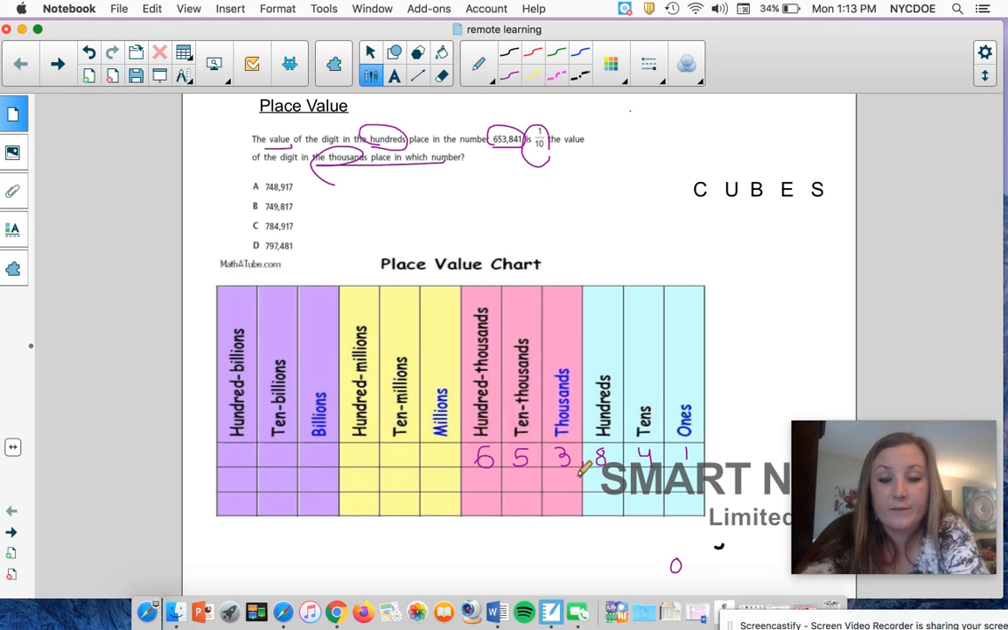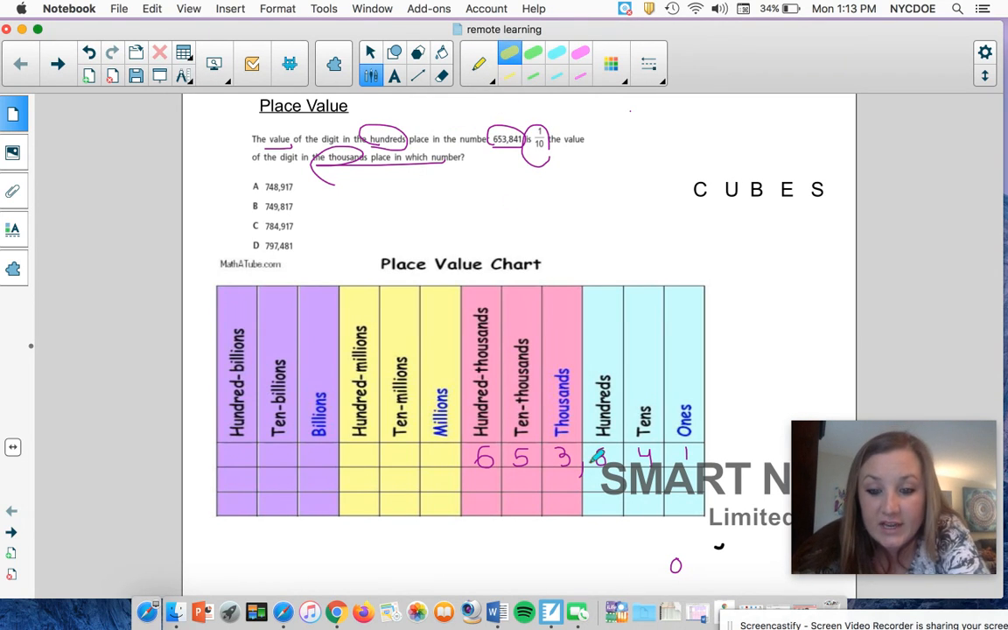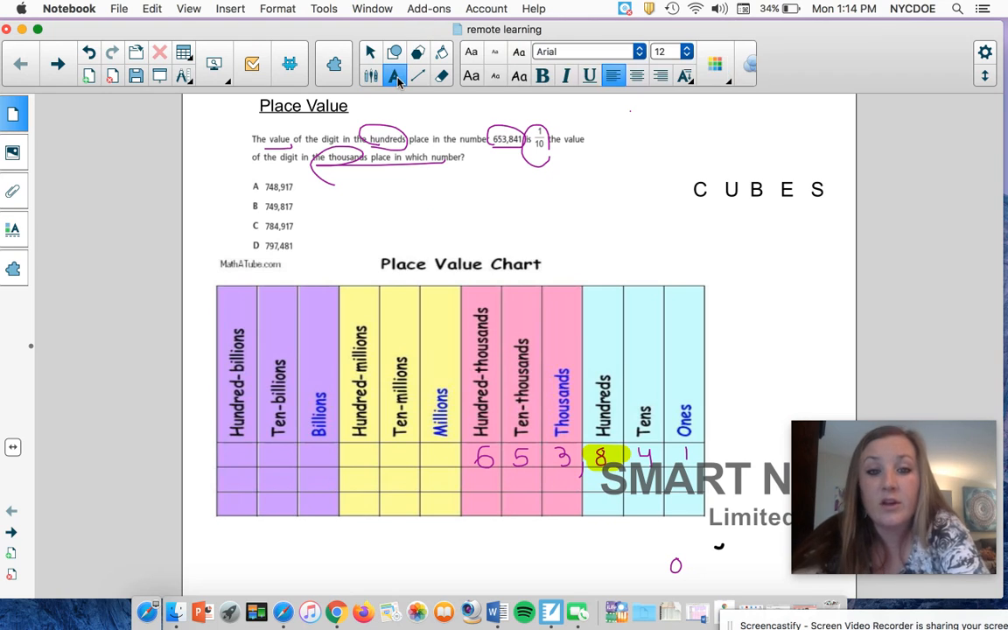653,841. Let's look to see what digit we're focusing on. The value of the digit in the hundredths place. So I'm going to highlight my digit in the hundredths place. I am looking at the 8 in the hundredths place, okay? We want to know, out of that number, it's 1/10 the value of the digit in the thousands place in which number. So we're looking for a number that has an 8 in the thousands place.